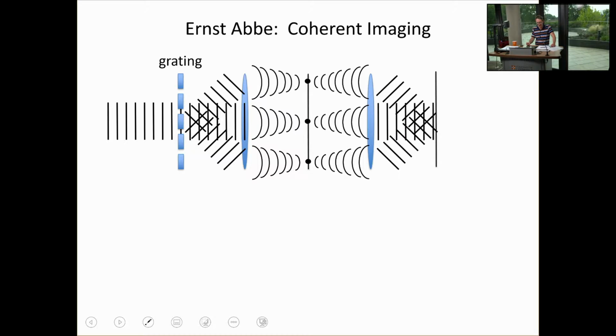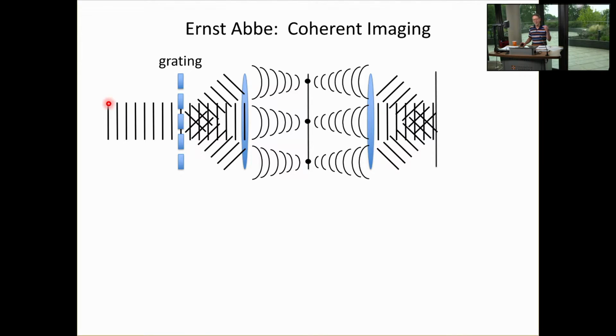But today I will talk about Abbe's theory of coherent imaging, and the diagram you see here on the presentation slide shows you how this essentially works. So we have our standard 4F imaging system, we have our object plane here, and we have the Fourier plane and the imaging plane, objective and tube lens.